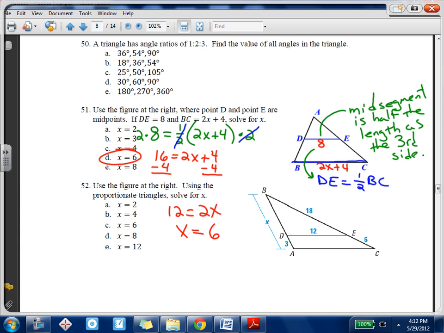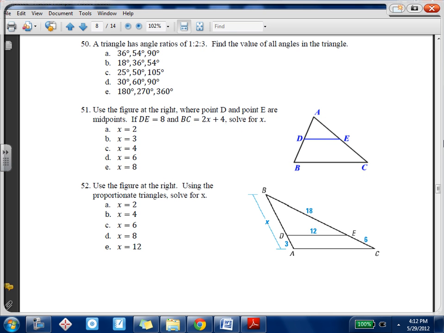Once again, be careful. Here I asked for x, but it would be a different answer if I asked for, say, if I asked for BC. So please be careful of whether you need to plug it back in or not. The last problem, I'm going to scroll up so we get a little bit more room.